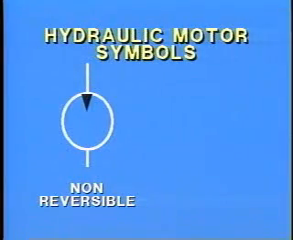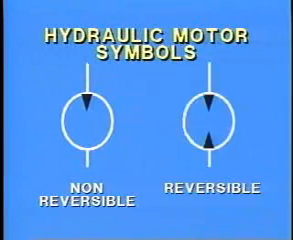Hydraulic motor symbols are circles with black triangles, but opposite a pump, the triangles point inward to show the motor is a receiver of oil. 1 triangle is used in a non-reversible motor, and 2 triangles are used for a reversible motor.